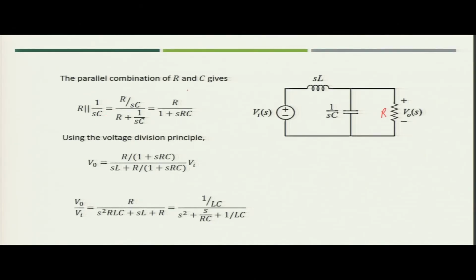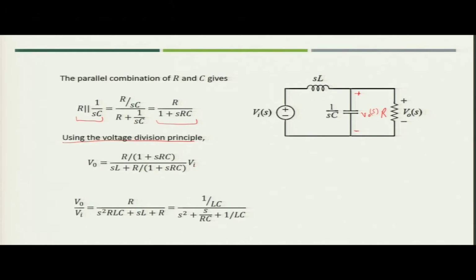So, what value do we get? Since R is in parallel with 1 by SC, when we solve that we get the equivalent impedance in the S domain, which is nothing but R upon 1 plus SRC. Now, we can utilize the voltage division principle, since this V naught is also across the capacitance. So, basically the parallel combination of capacitance and resistance will have the voltage V naught S across them. So, we can utilize the voltage division principle and find the value of V naught in terms of Vi.